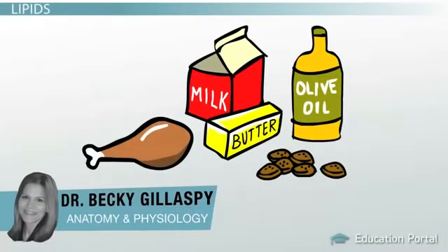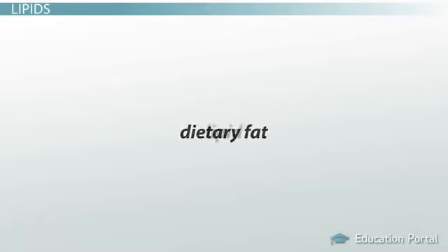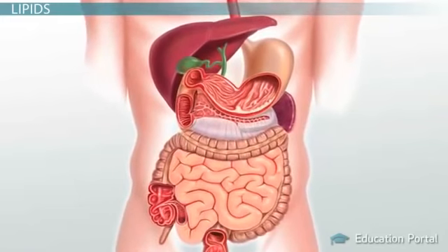Foods, such as meats, dairy products, seeds, nuts, and oils, contain dietary fat. And fat is a common example of a lipid. And in this lesson, you will learn about the unique way lipids, such as fats, are broken down and absorbed out of the digestive tract.